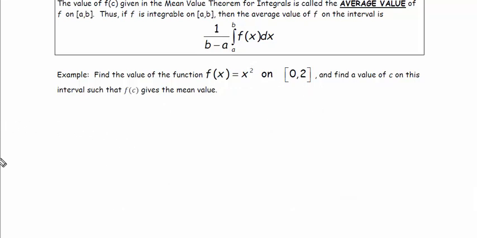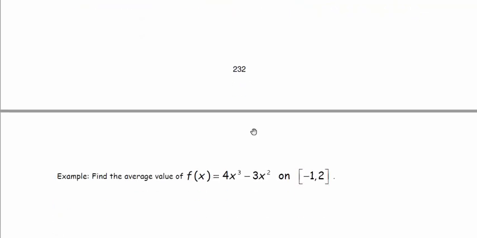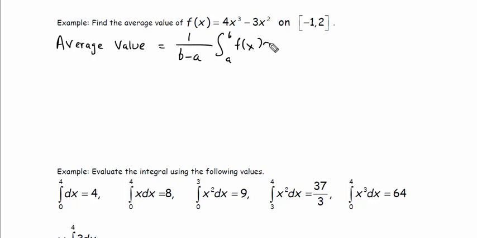But let me try another one for you, and this will be the last page in this section at least. Find the average value of f of x equals 4x cubed minus 3x squared on the closed interval -1 to 2. So the average value is 1 over b minus a, integral from a to b of f of x dx. So this is very similar to what we were just doing. A is -1, b is 2.